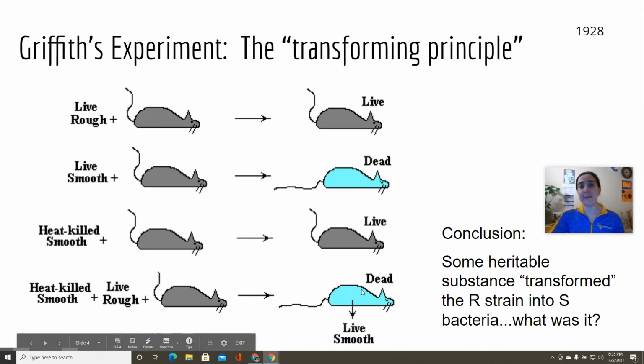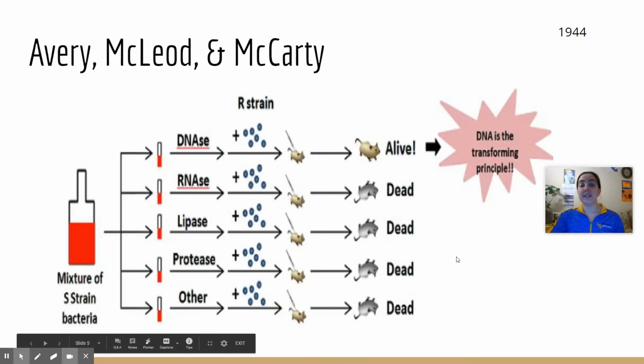And then when he analyzed that mouse, he found live smooth strain in there. So his conclusion was that some bits of information were passed from that smooth strain into the rough bacteria and transformed them into that more virulent strain. He didn't know exactly what that was. He called it the transforming principle, but this was more evidence that there was something that could move between cells that carried information. Scientists still didn't know what that substance was.